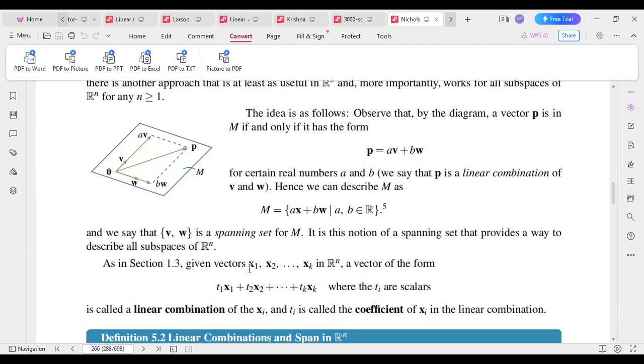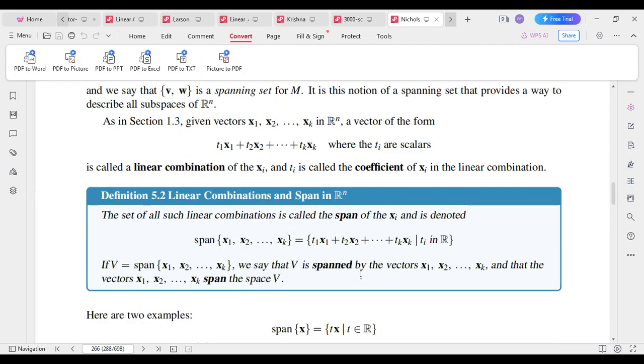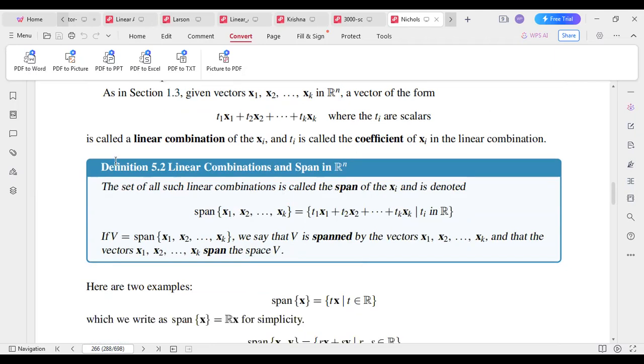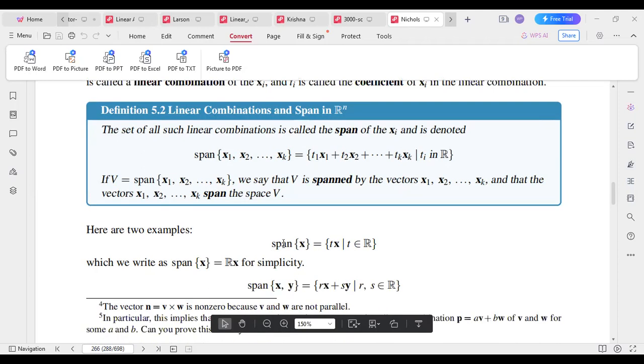Similarly, for given vectors x1, x2, ..., xk belonging to Rn, vectors of the form t1x1 plus ... plus tkxk, where all the ti's are scalars, are called linear combinations of the xi, and the ti are the coefficients of xi in the linear combination. So this is the definition of linear combination of vectors and a span. The set of all such linear combinations is called the span of the xi, denoted by span, with all scalars ti belonging to the real numbers. If V equals the span, then we say that V is spanned by the vectors and that the vectors x1, x2, ..., xk span the space V. Here are two examples: the span of x equals tx where t belongs to the real numbers, and the span of x and y is sx plus ty. That means any such vector can be written as a linear combination of x and y.